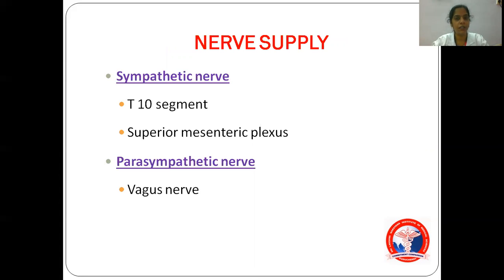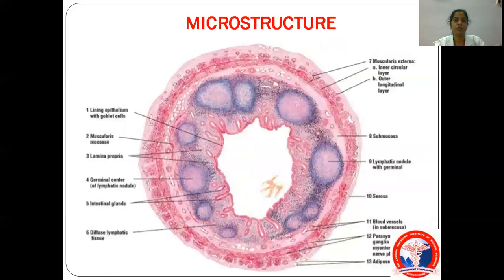What is the nerve supply? We already discussed. It is supplied by the autonomic nervous system. We have sympathetic fibers and parasympathetic fibers. Sympathetic fibers arise from the T10 segment of the spinal cord. Parasympathetic fibers are from the vagus nerve. So the sympathetic fibers form the superior mesenteric plexus and supply the appendix. All abdominal organs in our body are under control of autonomic nerves. Particularly, parasympathetic fibers arise from the vagus. Sympathetic means from a particular segment, they will supply the organs. So this is about the nerve supply of the appendix.